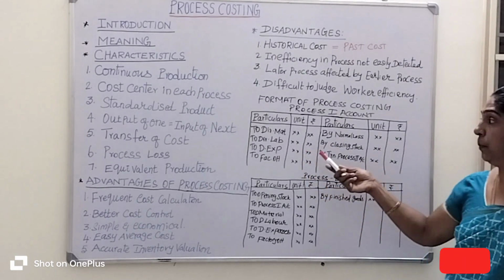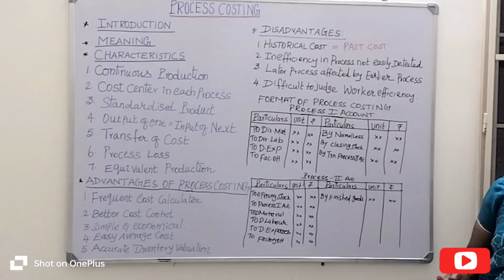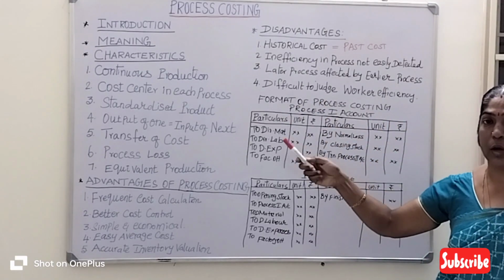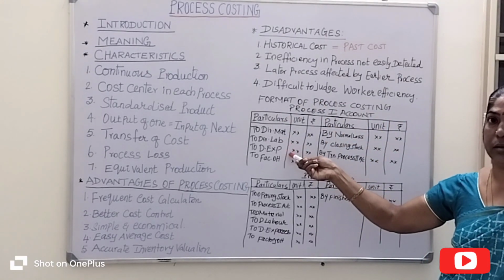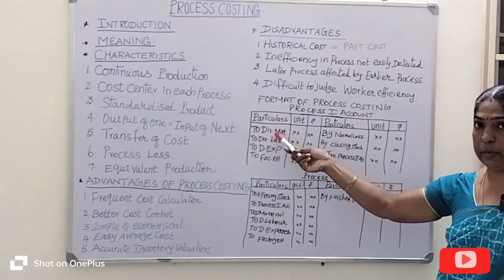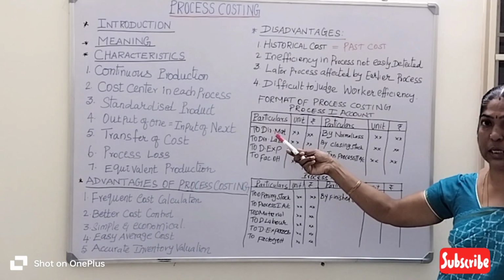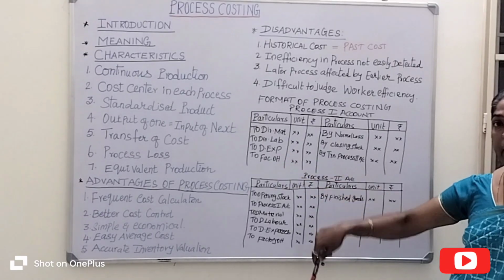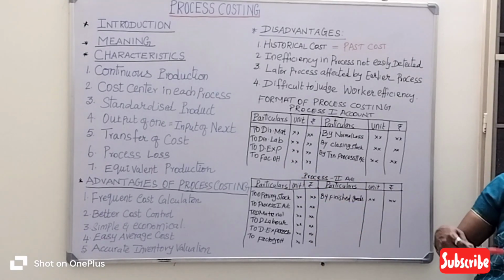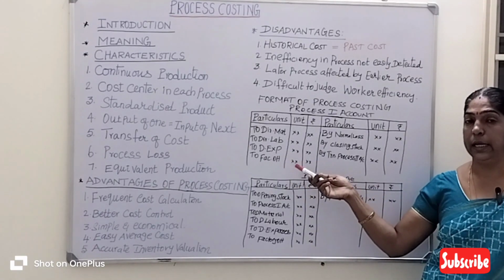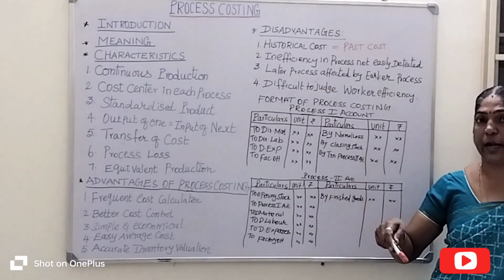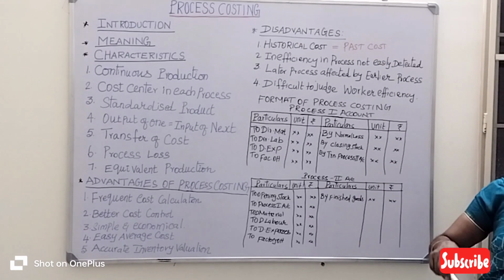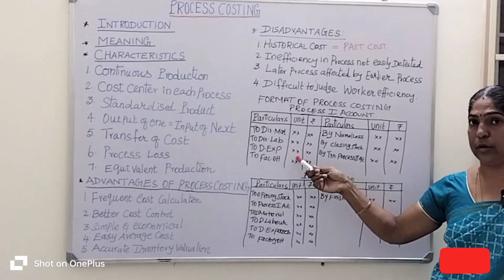Then finally we see the format of process costing. Okay, in the process 1 account, all the costs you have to enter on the debit side. For example, direct material, which you can call raw material, direct labor or direct wages, indirect wages, extra chargeable expenses and factory overheads all go to the debit side. All the costs, all the expenses go to the debit side.